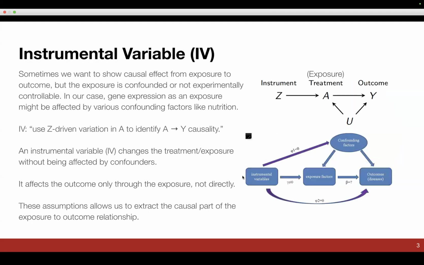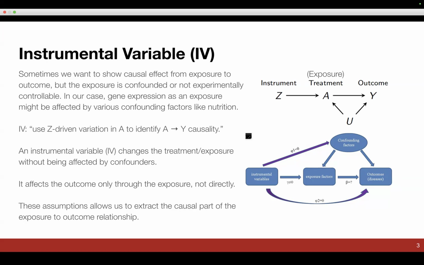The concept of Mendelian randomization builds on the concept of instrumental variable. Sometimes we want to show a causal effect from exposure to outcome, but the exposure is confounded or not experimentally controllable. In our case, the gene expression as an exposure might be affected by various confounding factors like nutrition, so we cannot determine whether the gene expression directly has a causal effect on our outcome, which is disease. To deal with this problem, we create an instrumental variable Z to estimate the effect of exposure A on outcome Y. Conceptually, this uses Z-driven variation in A to identify the A to Y causality.